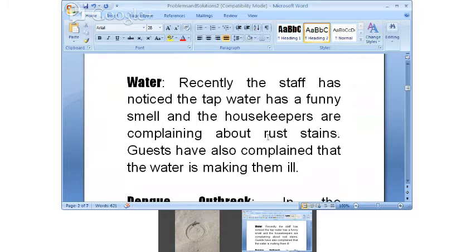Marta, do you know what rust stains are? Yes, when the oxygen... the corrosion. The corrosion, okay. Yes, of materials. Right. Oxygen has an effect on iron. Yes. And it causes the iron to rust. So maybe there's iron in the water. Okay, Marta, do you have any suggestions? What can we do about the problem of the hotel water?